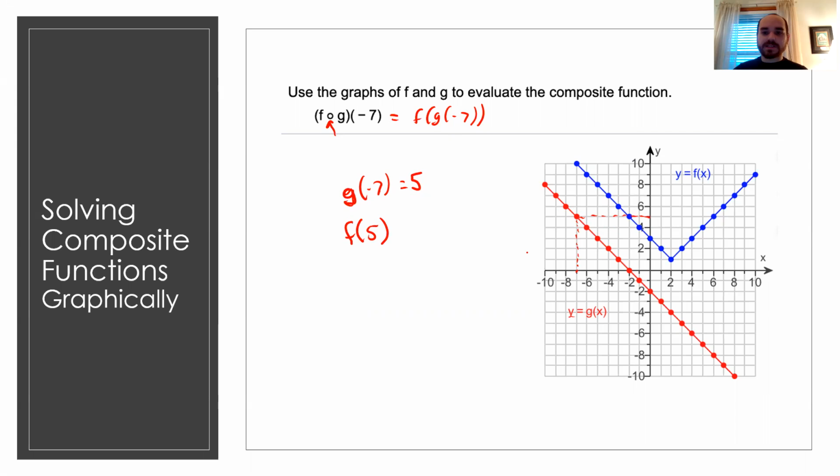Right? We solved g of -7 by finding it on the graph, and now we're going to look for f of 5. So for f of 5, we're going to go over 5 and find it on f of x, which is graphed here in blue. That's right here. Go back over to the left. That is at 4. So f of g of -7 equals 4.